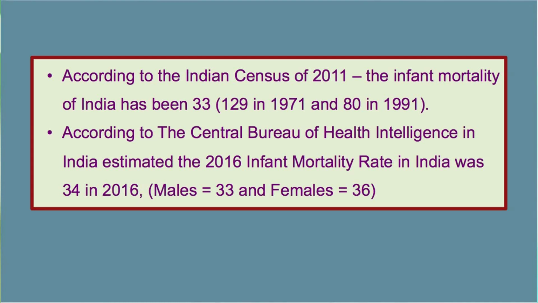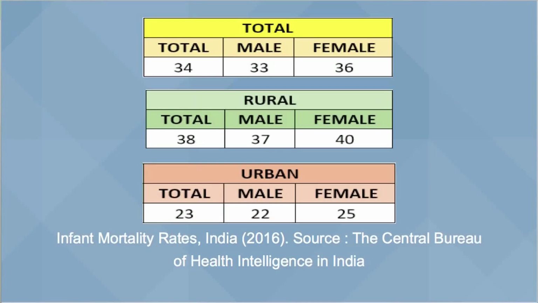According to the Indian census of 2011, the infant mortality of India has been 33. It is a sharp decline from 129 per 1,000 live births in 1971 and 80 per 1,000 live births in 1991. The Central Bureau of Health Intelligence in India estimated that in 2016 the infant mortality rate would be 34, where the males stood at 33 and the female IMR was at 36.